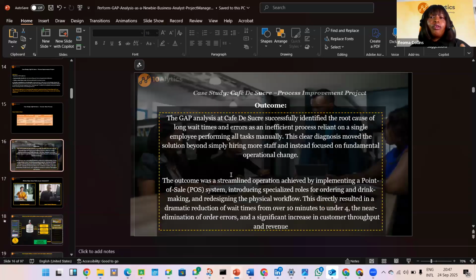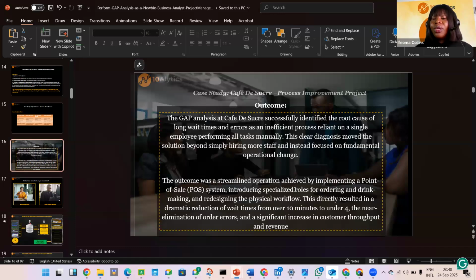So for Café de Sucre, right? Gap analysis at Café de Sucre successfully identified the root cause of the problem. We saw that the staff were not motivated, they were stressed. The cause of the long wait times, we're able to identify it. We're also able to identify the inefficiencies in their process because they relied on a single employee multitasking, doing a lot. This has caused a lot of delay. And the outcome was to streamline the operation, was achieved, right? We implemented a point of sale and we introduced a specialized role of ordering drinks.